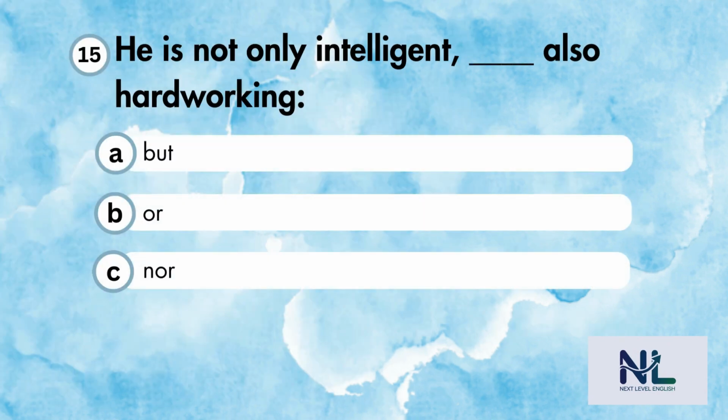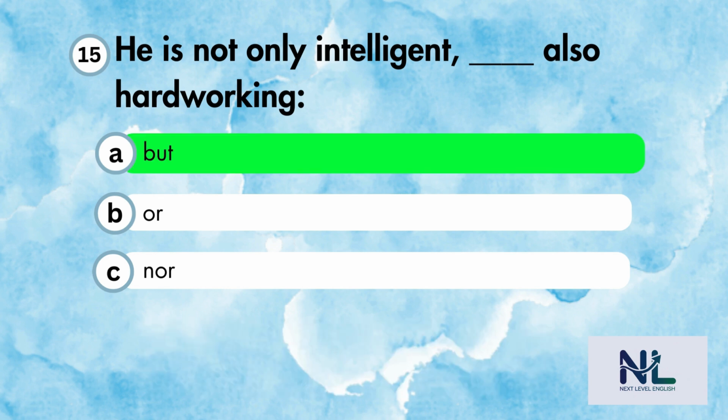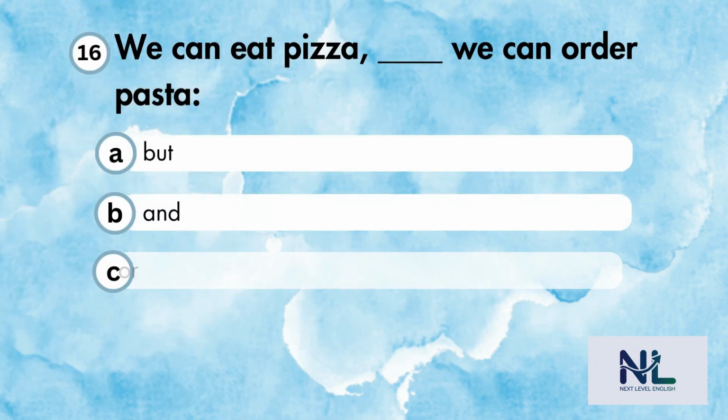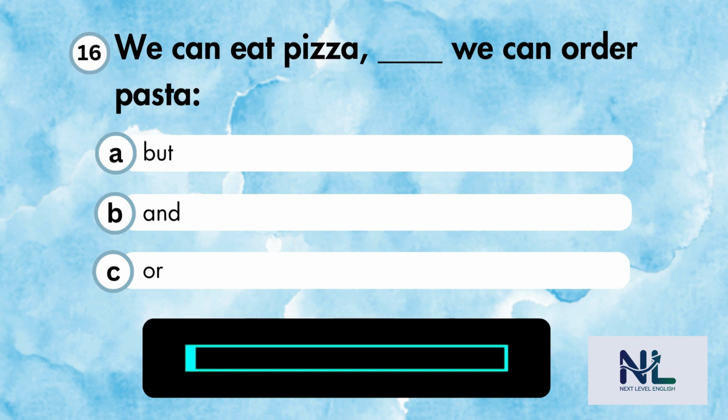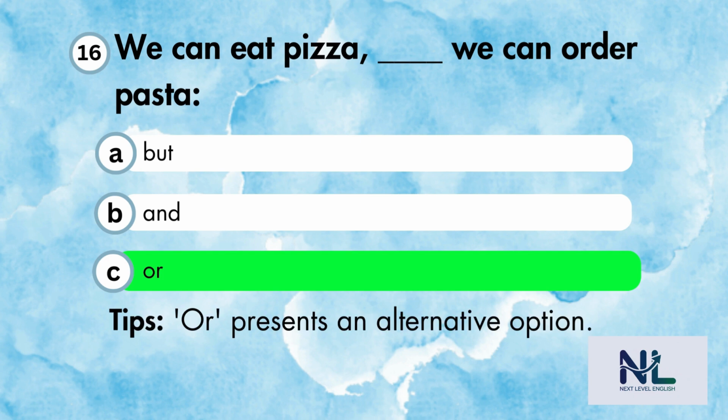15. He is not only intelligent, also hardworking. But. Tips, use not only, but also to show two related qualities. 16. We can eat pizza. We can order pasta. Or. Tips, or presents an alternative option.